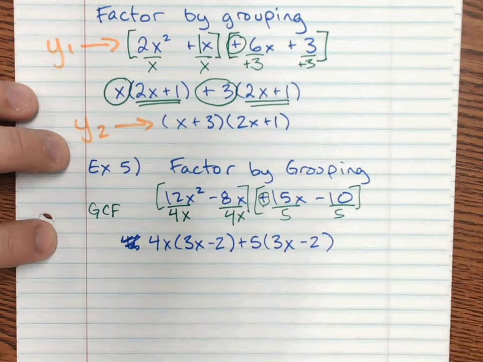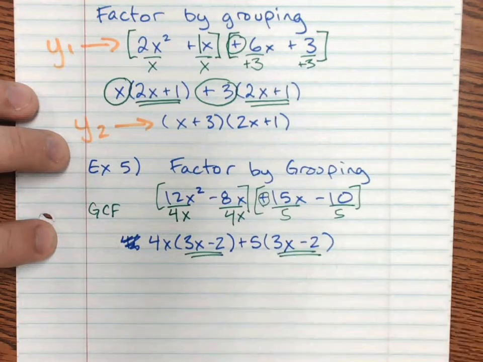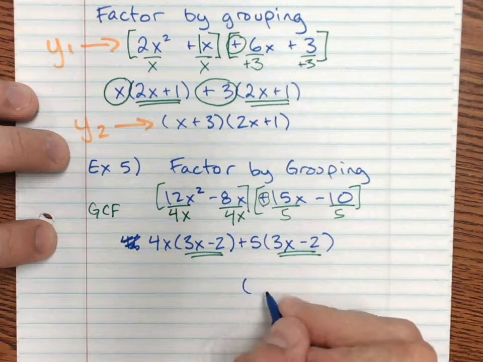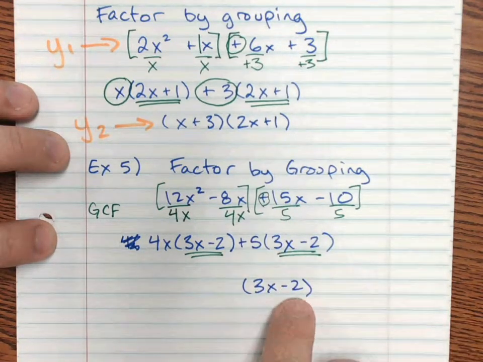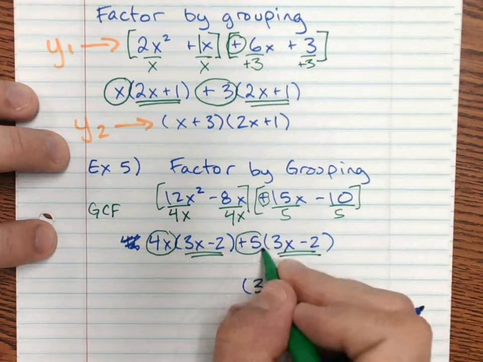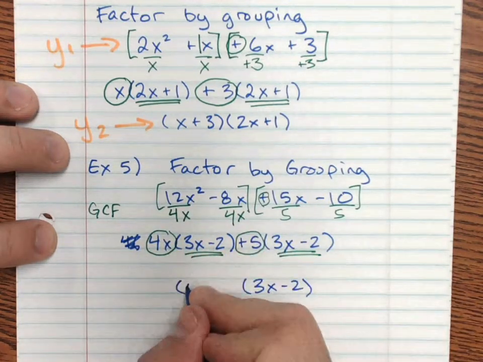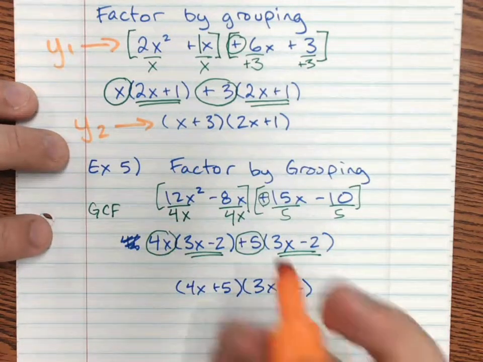And we have the same pattern we had a moment ago. These factors here are identical, so they are going to be combined into a single set of parentheses. And then we have the 4x on the outside plus 5 on the outside. So 4x plus 5 is my other factor.